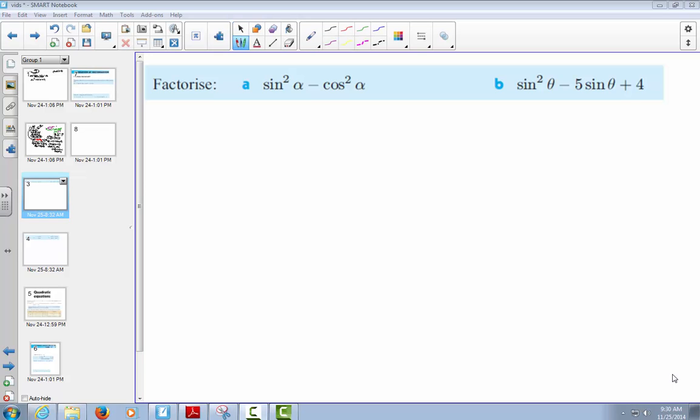Here we go. Now we have some real fun. We've been doing factoring of trinomials, but now we have to look at the possibility of how this would work with trig.